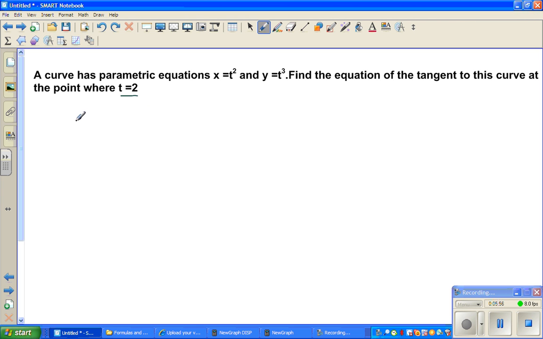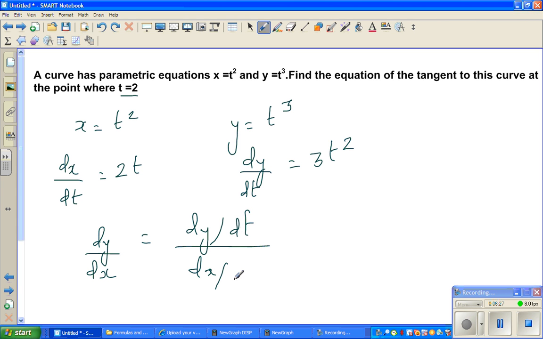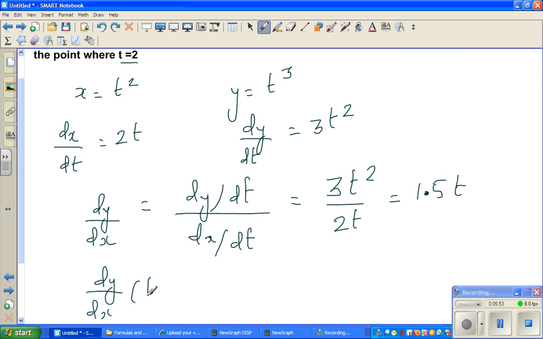So what we have to do is, we've got x is equal to t squared and y is equal to t cubed. So dx by dt is equal to 2t and dy by dt is equal to 3t squared. I can say dy by dx is dy by dt divided by dx by dt. So dy by dt is 3t squared over 2t, which is 1.5t. So dy by dx in terms of t is 1.5t. So we can now find dy by dx when t is equal to 2, which is 1.5 times 2, which is 3.